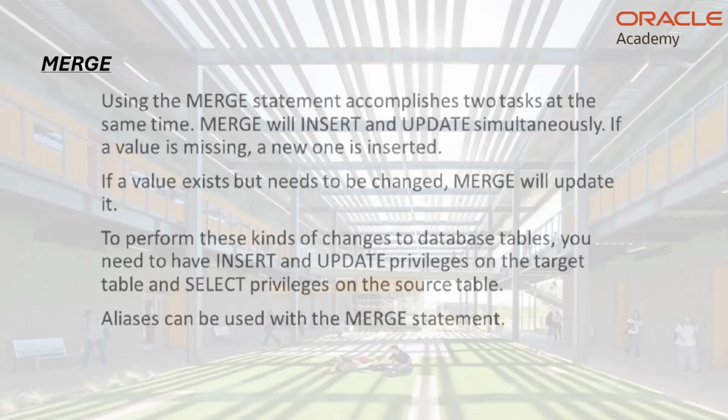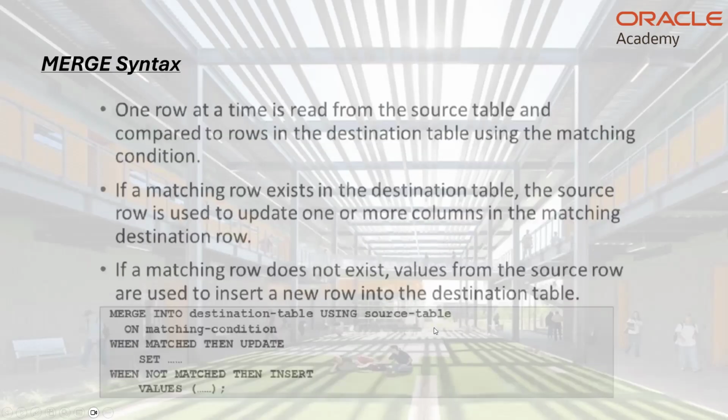All right, let's talk about the merge. Using the merge statement accomplishes two tasks at the same time. Merge will insert and update simultaneously. Woohoo! All right, how do we do that? If a value is missing, a new one is inserted. If a value exists but needs to be changed, the merge will update it. So it either inserts a value or updates a value. To perform these kinds of changes to a database, you need to have the privileges, and we all have those. And aliases can be used with the merge statement.